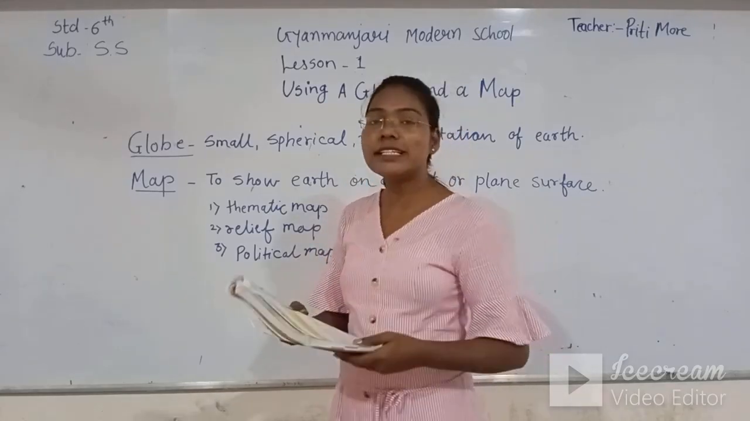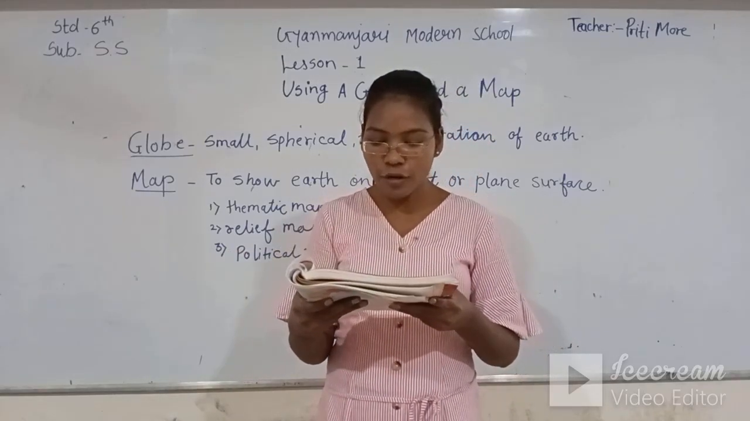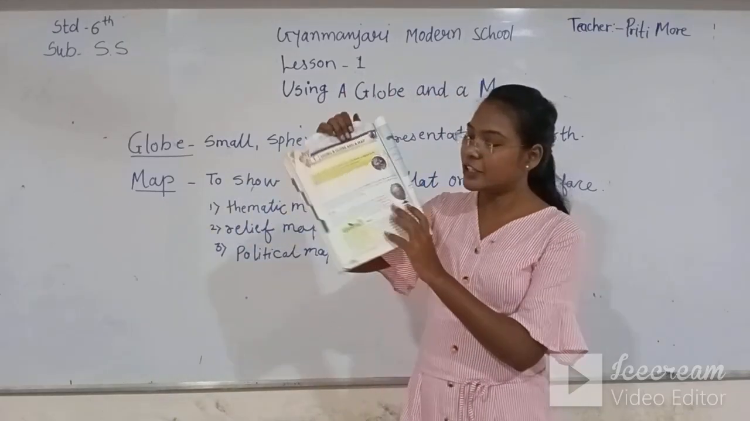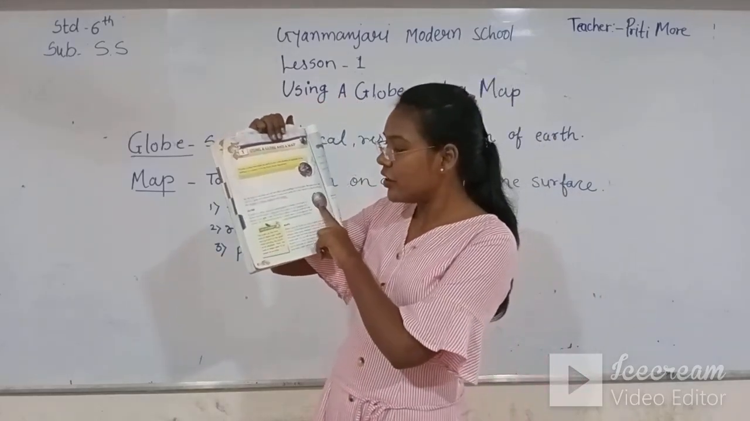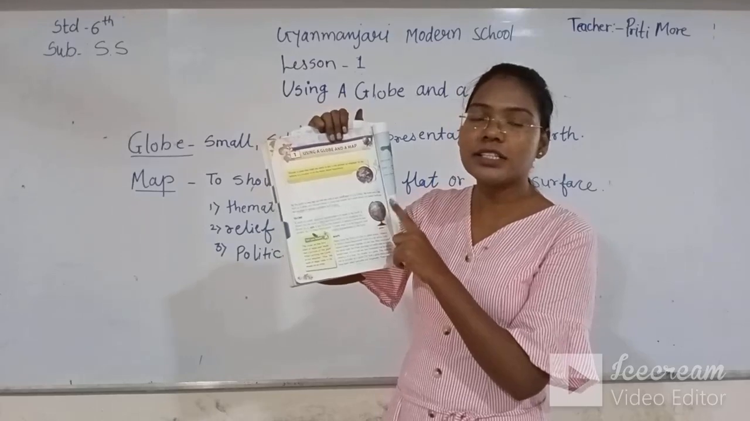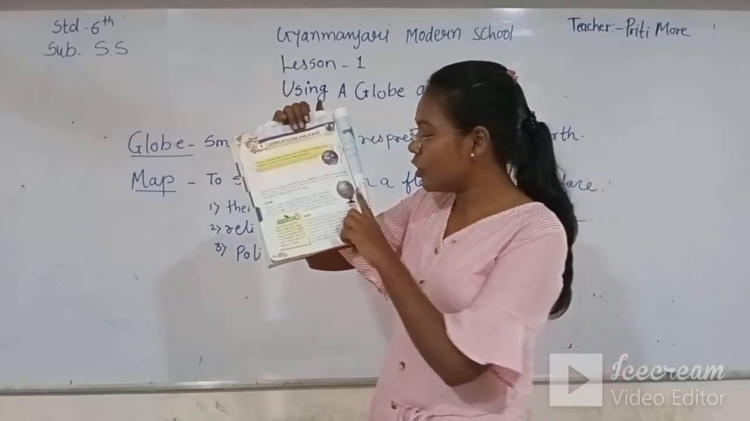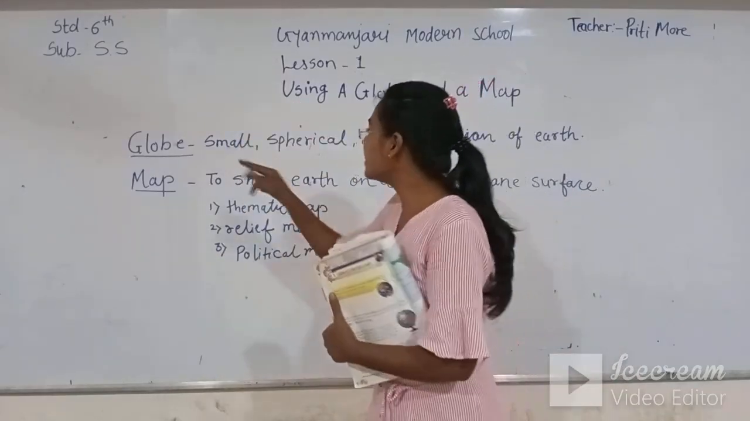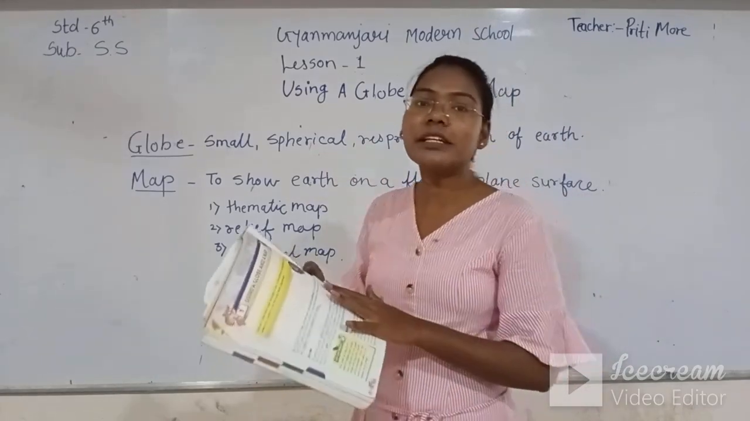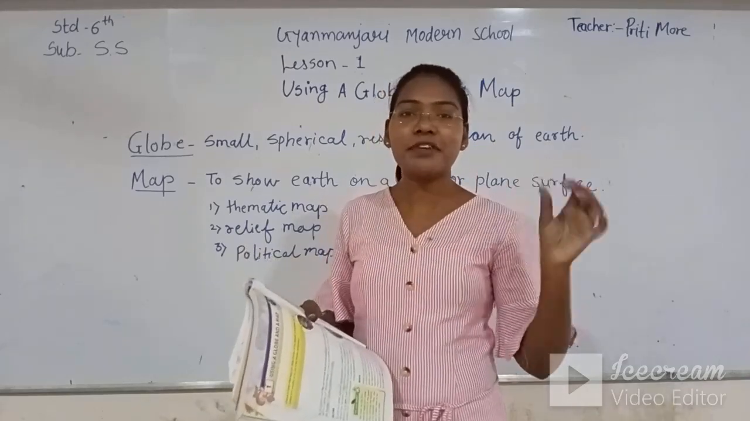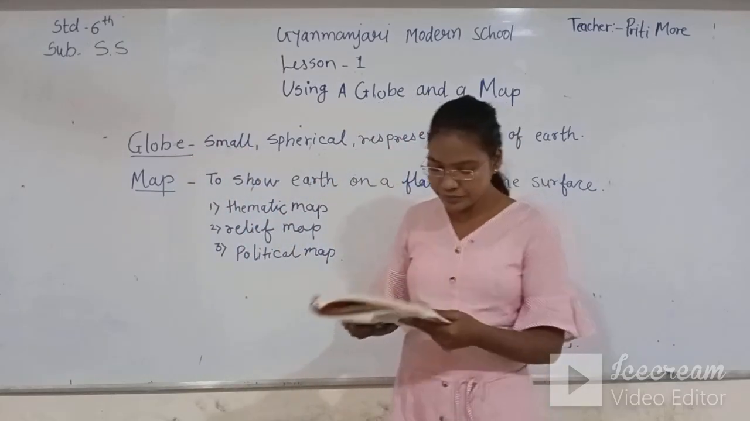So let's see what a globe is. A globe is a small spherical representation or model of the earth. You can see it in the picture. This is a globe, the circular 3D, spherical model of earth. It looks like a ball. It represents the earth, but it's very small. We cannot identify each and every thing of the earth on the globe because it is small, right?